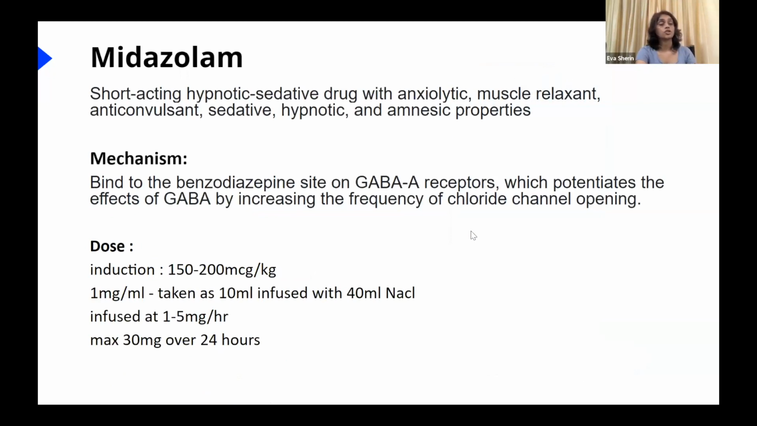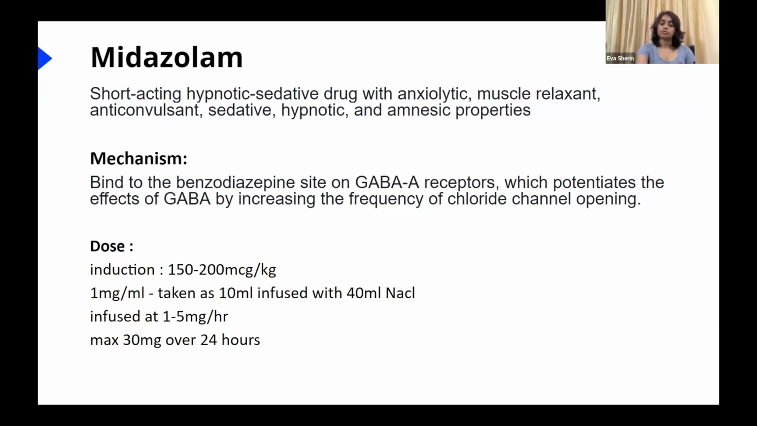Midazolam is a short-acting hypnotic sedative drug, has a lot of uses: anxiolytic, muscle relaxant, anticonvulsant, sedative, hypnotic, and amnesic properties. Mechanism is binding to GABA receptors, which potentiates the effect of GABA. GABA is basically an inhibitory receptor. So when it binds to GABA, it has all the inhibitory effects and thereby causes sedation and reduces heart rate, reduces respiratory rate, and all of it in a negative aspect.